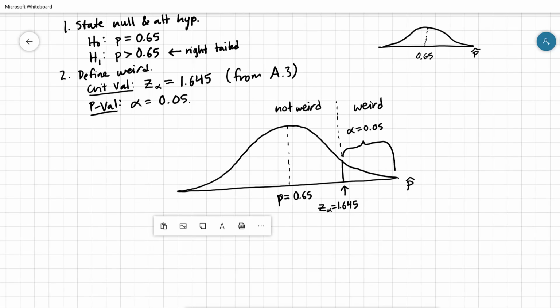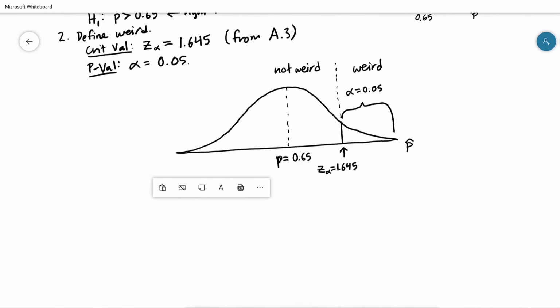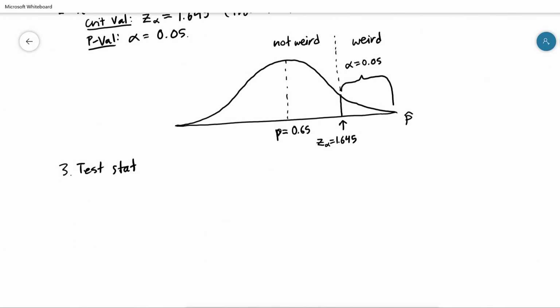Okay, so let's figure out where our result falls. To do that, we need to compute the test statistic. And the formula for the test statistic we wrote down earlier. It's p hat minus p0, over the square root of p0 times 1 minus p0 over n. That whole thing needs to be in a big square root.